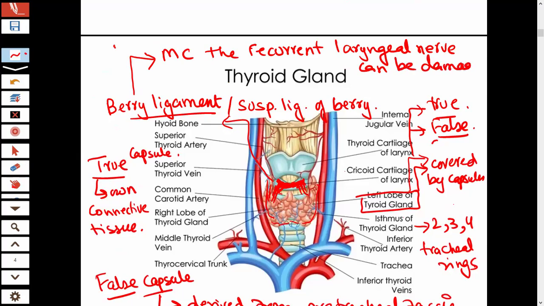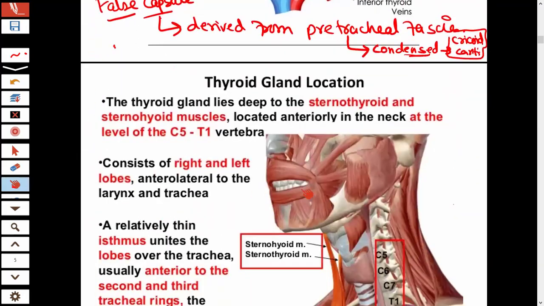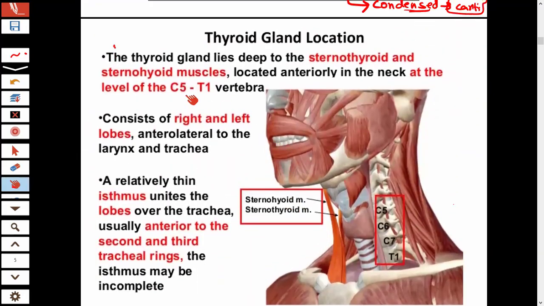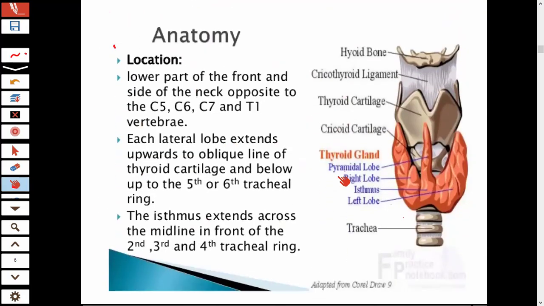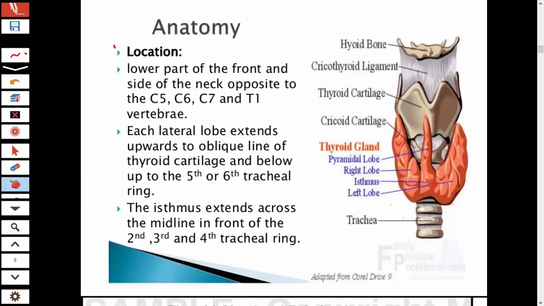Okay. So if I ask you the question, the recurrent laryngeal nerve most commonly can be damaged around which structure, your answer will be, sir, it is around the suspensory ligament of Berry or Berry ligament where your recurrent laryngeal nerve can be damaged. Okay. So see here, this is the thyroid gland. It is present in the neck region at the level of C5 to thoracic 1 vertebra. Okay. And this is the isthmus and this is the pyramidal lobe.